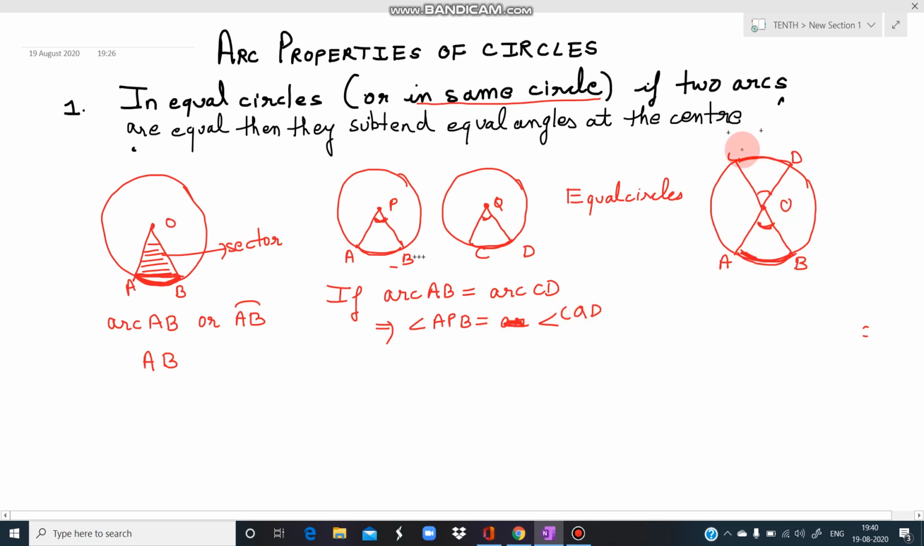Similarly here, so if I take the same circle, दो arcs हैं, and such that this arc AB and this arc CD, they are equal, then the angle they will make at the center, it will also be equal. That is angle AOB, it will be equal to angle COD. So this is the second property.